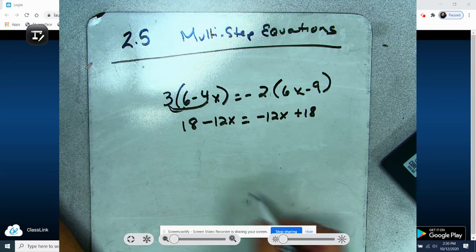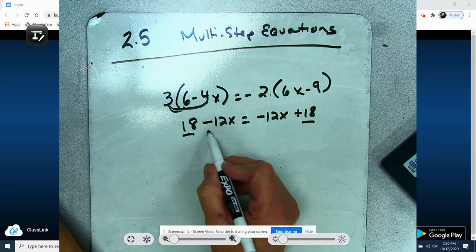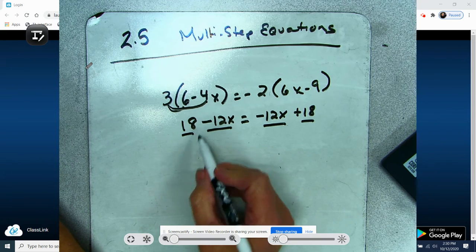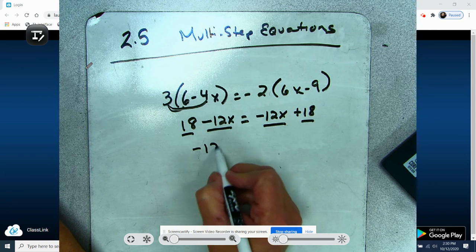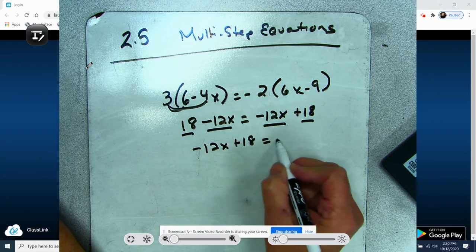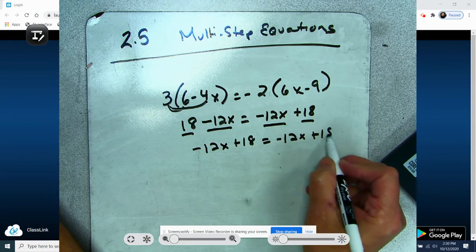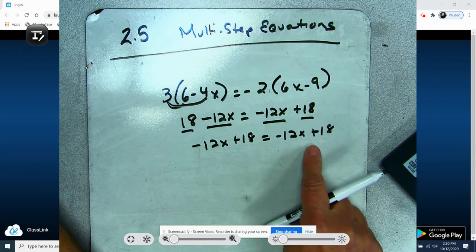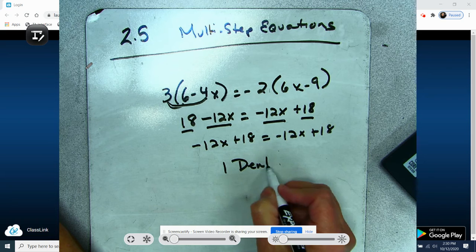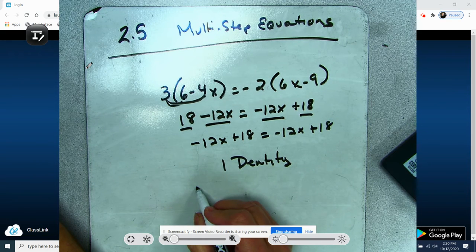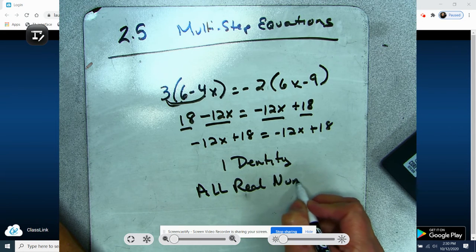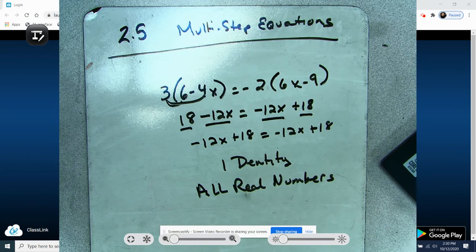Okay. 18, 18. Negative 12x, negative 12x. Different order, but everything that's on the left is exactly the same as what's on the right. I could rewrite this to be negative 12x plus 18 equals negative 12x plus 18. This is identity. It's like looking in the mirror. This side looks exactly the same as this side. This is identity, and therefore your solution is all real numbers.